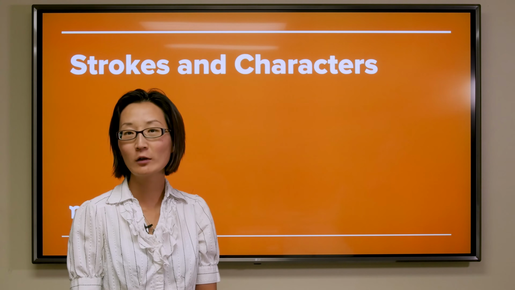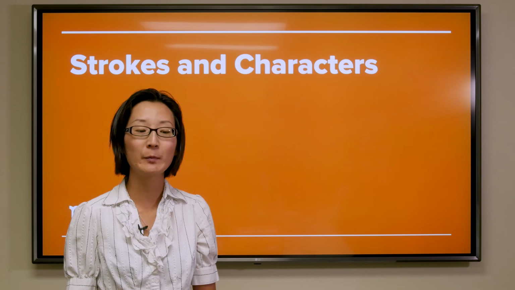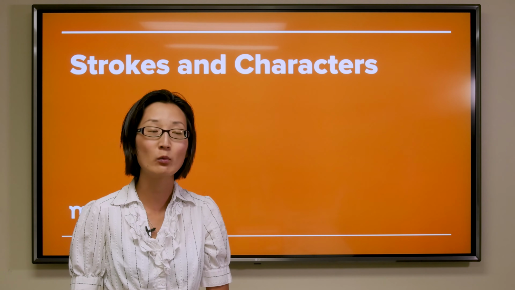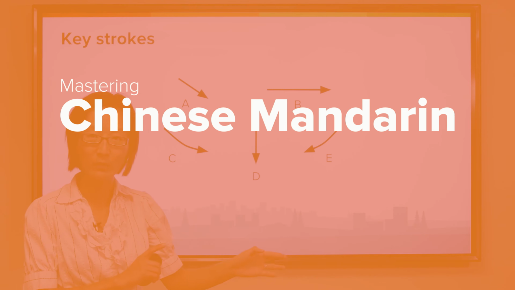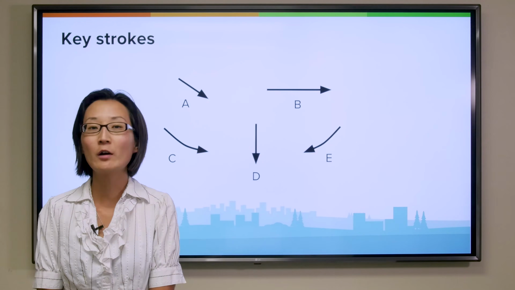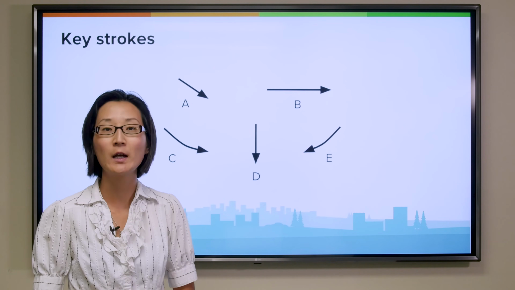Okay, so today we're gonna learn how to draw Chinese characters, or how to write. The basic things we use to build a character are called strokes, and we'll start from there. Here are the 5 keystrokes we can use to write or to build characters.